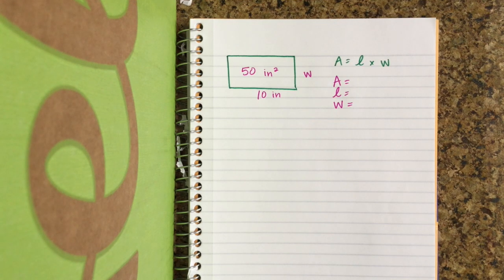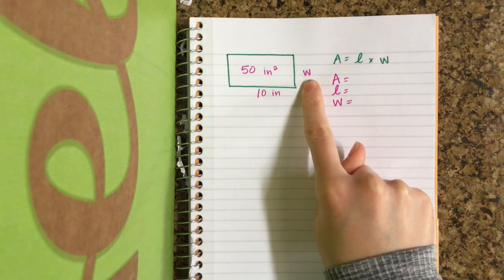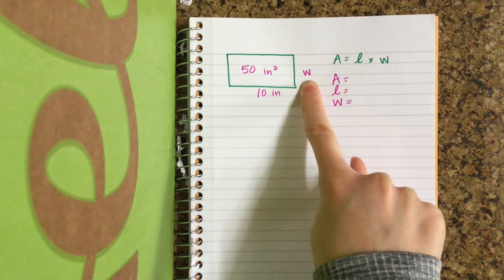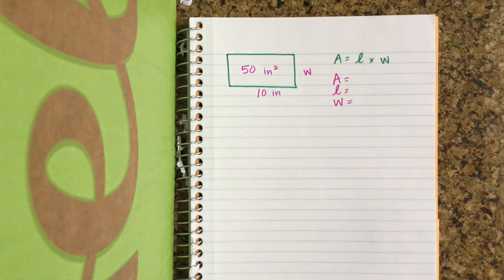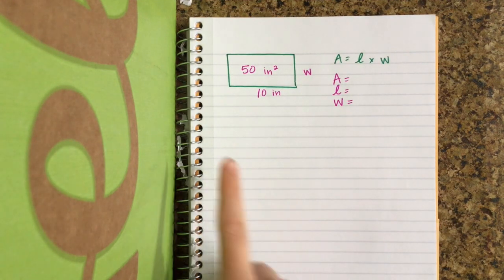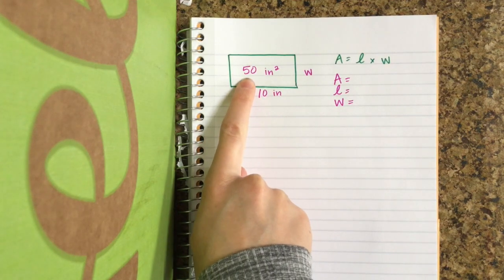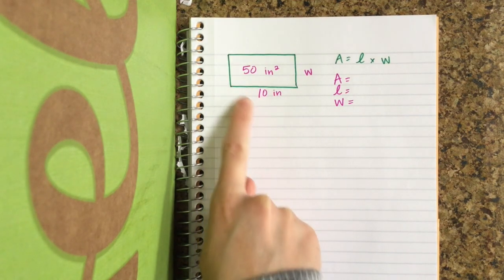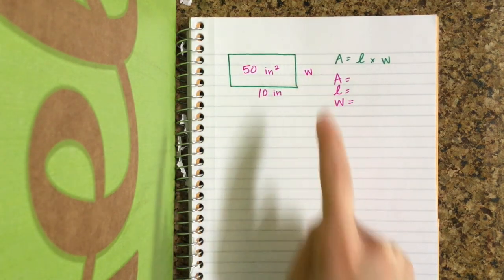Hi everyone, today we are going to practice more area problems, but these ones, they give you the area and something else is missing that you have to go and figure out and find what it is. So today we're starting with a rectangle, so our area is 50 inches squared, and then we're given the length, but we're not given the width.